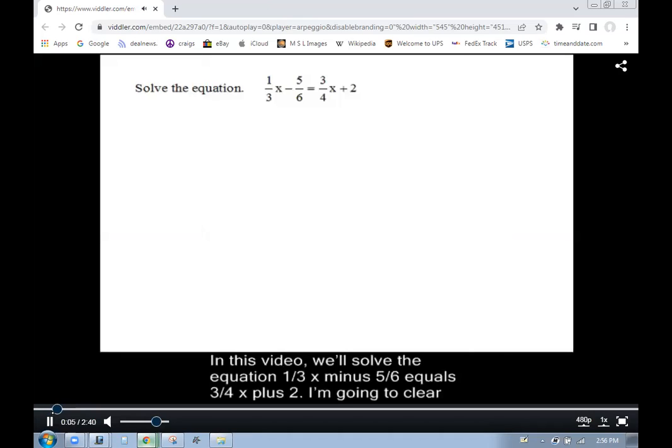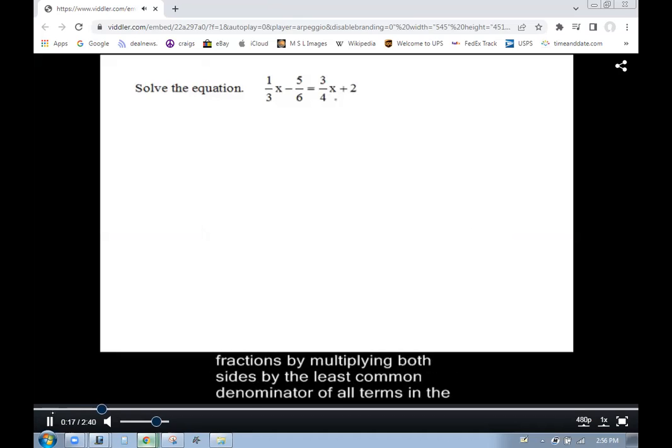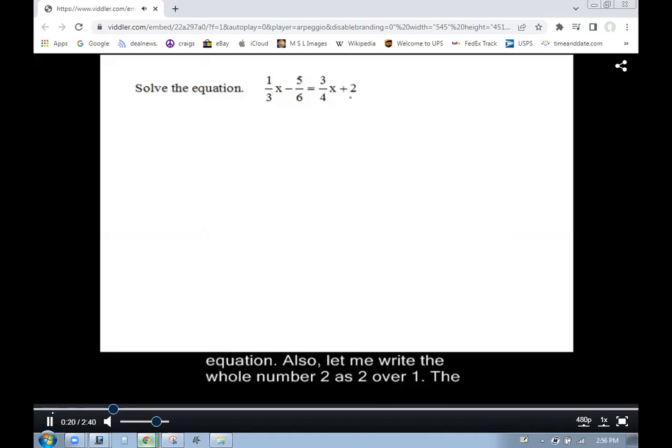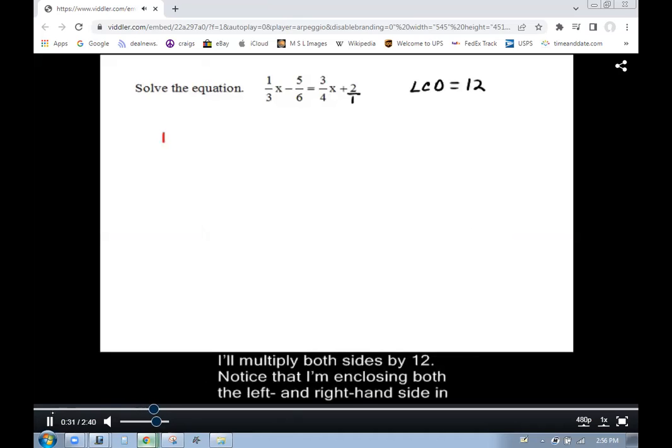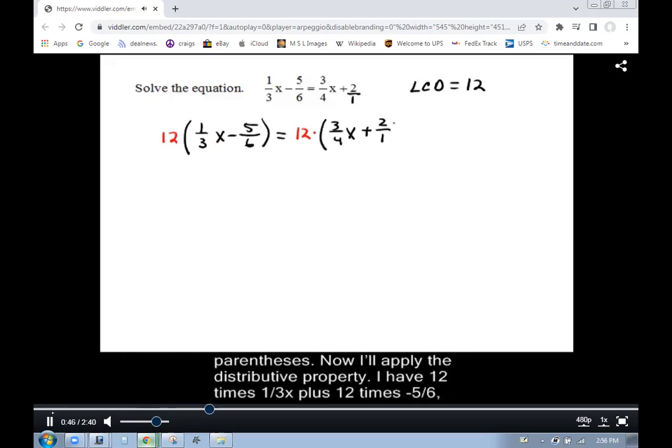In this video, we'll solve the equation 1/3 x minus 5/6 equals 3/4 x plus 2. I'm going to clear fractions by multiplying both sides with the least common denominator of all terms in the equation. Also, let me write the whole number 2 as 2 over 1. The least common denominator of all the fractions is 12. I'll multiply both sides by 12. Notice I'm enclosing both the left and right-hand sides in parentheses.